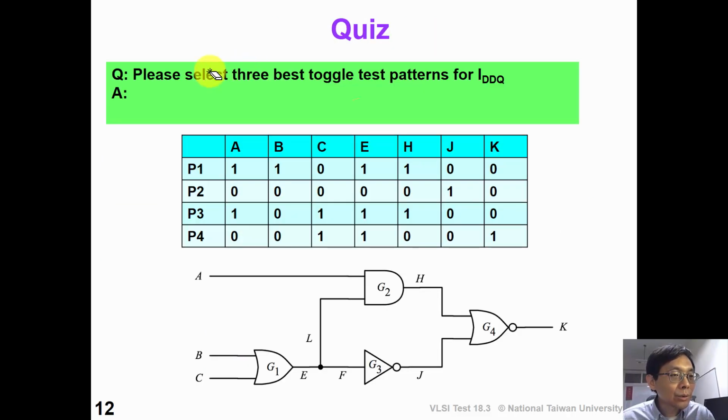Now it's time for you to work on the quiz. Given this circuit, please select 3 best toggle test patterns for IDDQ. Now please pause the video and work on this quiz.